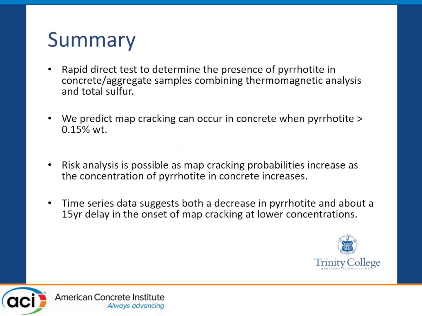So in summary, the rapid test that we've developed determines the presence of pyrrhotite in concrete aggregate and aggregate samples. And combining this thermomagnetic analysis and total sulfur, we predict map cracking can occur in concrete where pyrrhotite is greater than 0.15% by weight. Risk analysis is possible as map cracking probabilities increase as the concentration of pyrrhotite in concrete increases. And the time series data suggests both a decrease in pyrrhotite and about a 15-year delay in the onset of map cracking, especially at lower concentrations.